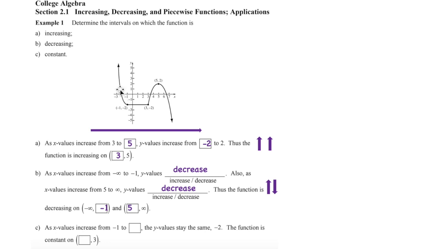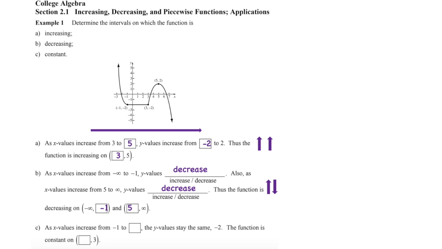Notice that just because my arrow is pointing up does not mean that my function is increasing on this interval. Our y values are decreasing as our x values are increasing. This arrow just tells us that our graph continues in this direction forever.